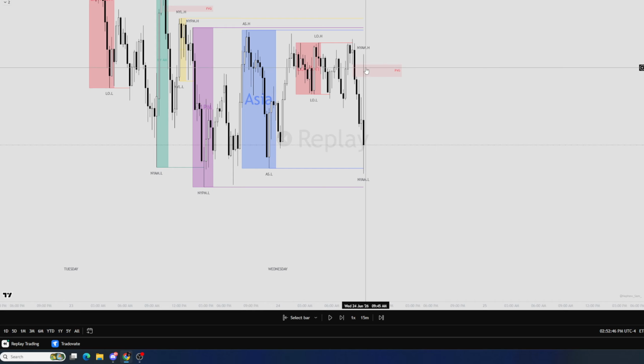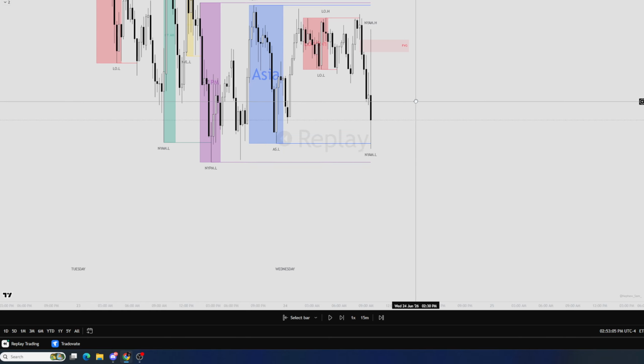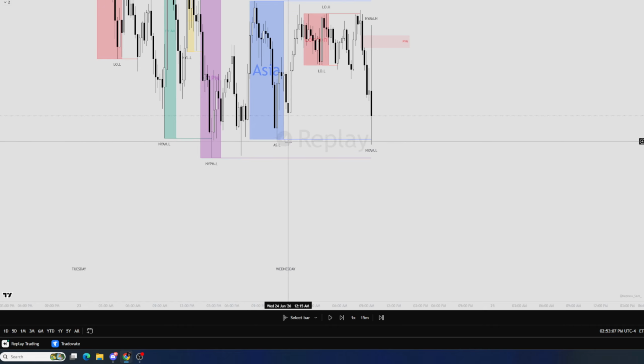I could take this rejection block, but no, because the wick is above the fair value gap. I don't take those rejection blocks, because for me they're a lower win rate if the wick is above the fair value gap. Now there are no other fair value gaps nearby, so these session lows will be my rejection block.